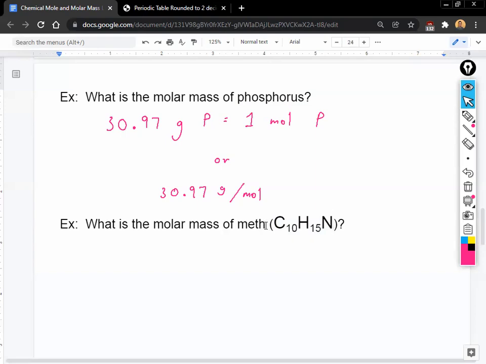So what we're going to do is look at what meth is made out of. That way we can find the molar mass. So this is the formula for meth. How many carbons are inside of meth? 10, okay? So we're going to write that on our paper. There are 10 carbons.